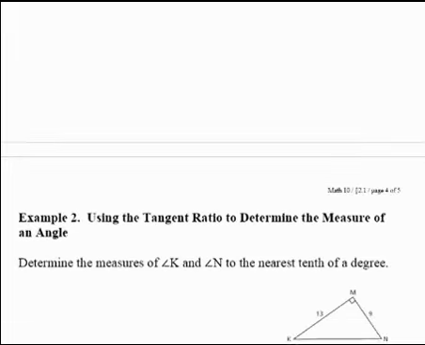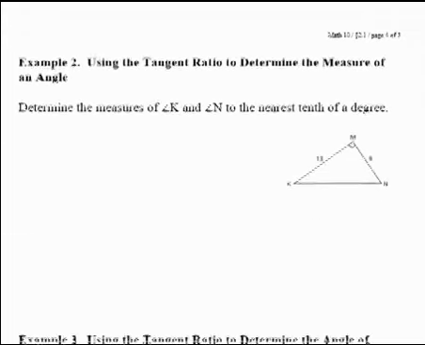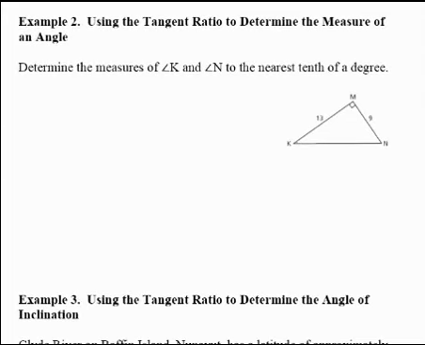The tables are much more complicated than that one if they go to multiple decimal places. That was just a simple table. Okay, let's use the tangent button on our calculator now. So using the tangent ratio to determine the measure of an angle, we're going to find the measures of angle K and angle N to the nearest tenth of a degree.